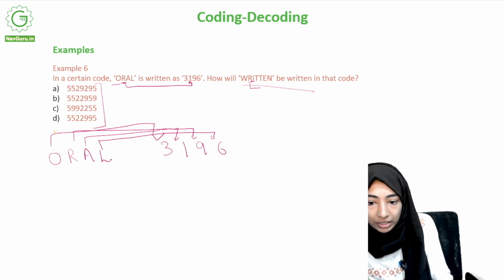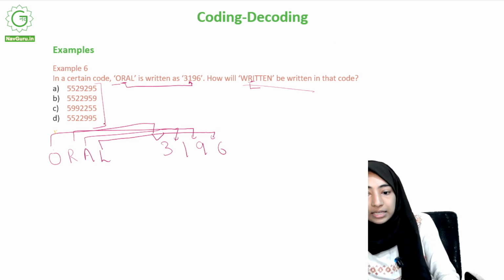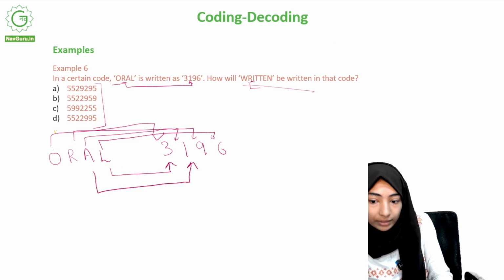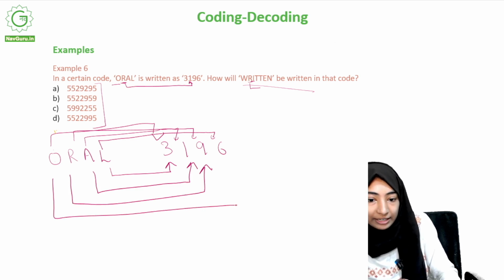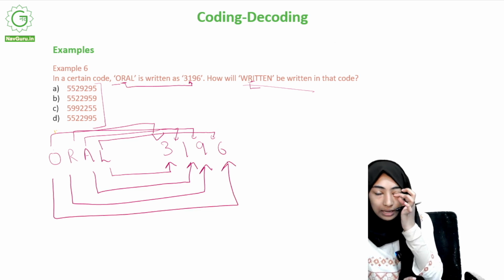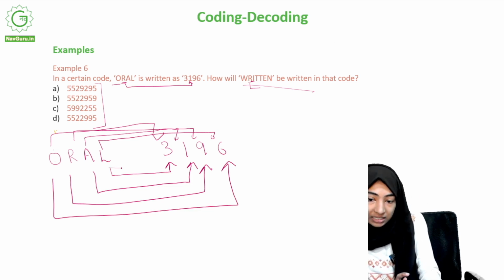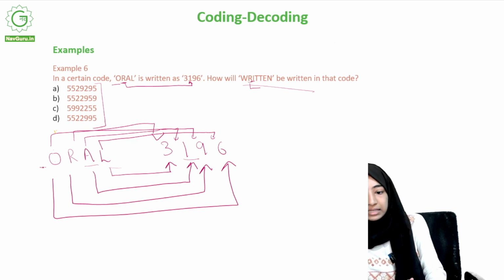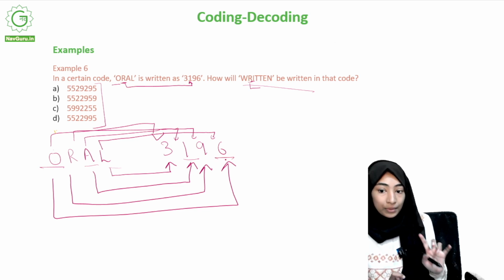But since this does not work, one thing that will help, which is usually seen in questions, is that instead of the correspondence being one-to-one, where the first one has a correspondence with the first, another thing is, L will have a relationship with 3, A will have a relationship with 1, R will have a relationship with 9, O will have a relationship with 6. This can also be possible, okay? So basically, the last letter will have a relationship with the first number, the second last will have a relationship with the second. Or basically, the first letter will have a relationship with the last number. This can also be possible.